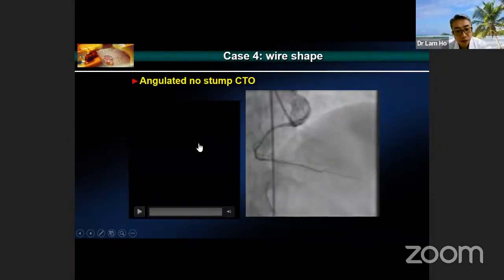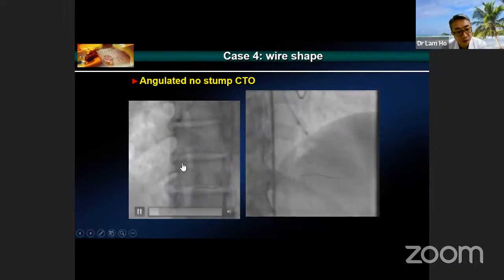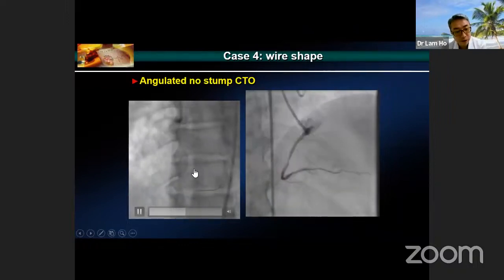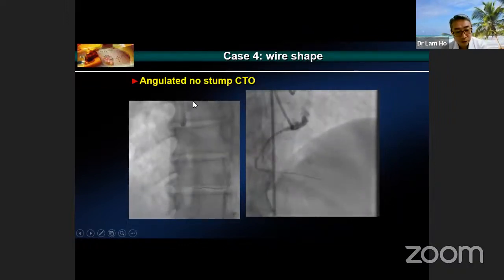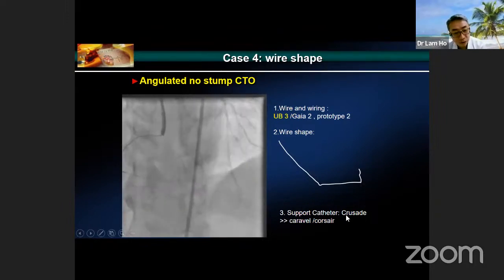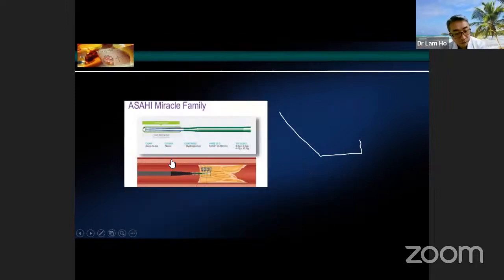So in some situations like this case, the patient had an ostial PL CTO, an angulated PL CTO. If you want to wire many times, you need to shape it. I had tried to use a different wire, but I could not wire it. Then for this case, I use UB3, because you can shape the UB3 and the torque control can usually still be maintained. Shape it with a primary curve and a secondary curve so that it's easier to search for the entrance. Of course, Crusade is better in this sort of situation.